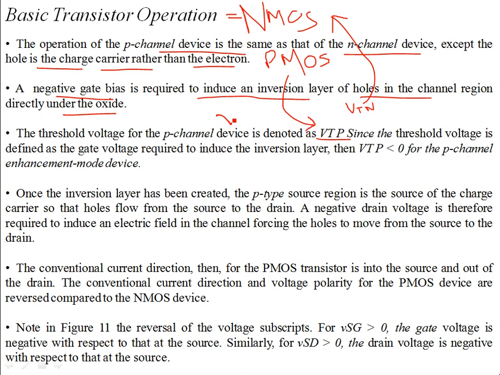So your VSG has to be at least equal to VTP for PMOS in order to enable the device or just make the device turn on. The VSG should be at least VTP so you have a channel for conduction. Since the threshold voltage is defined as the gate voltage required to induce the inversion layer or the channel, VTP is also negative.